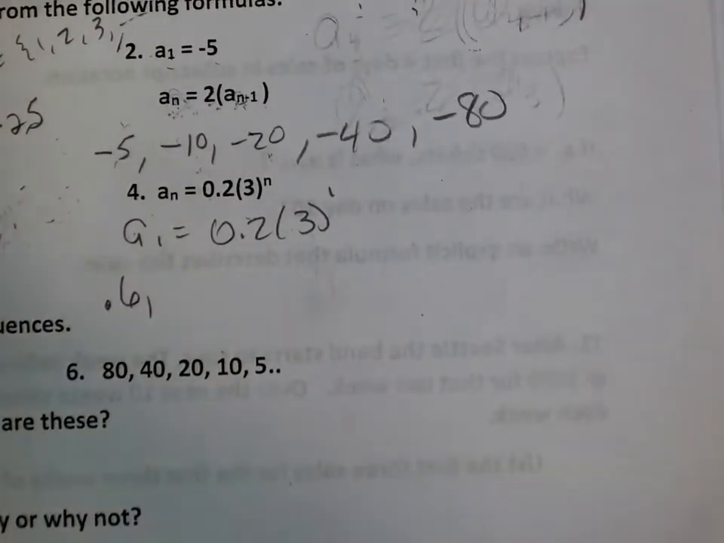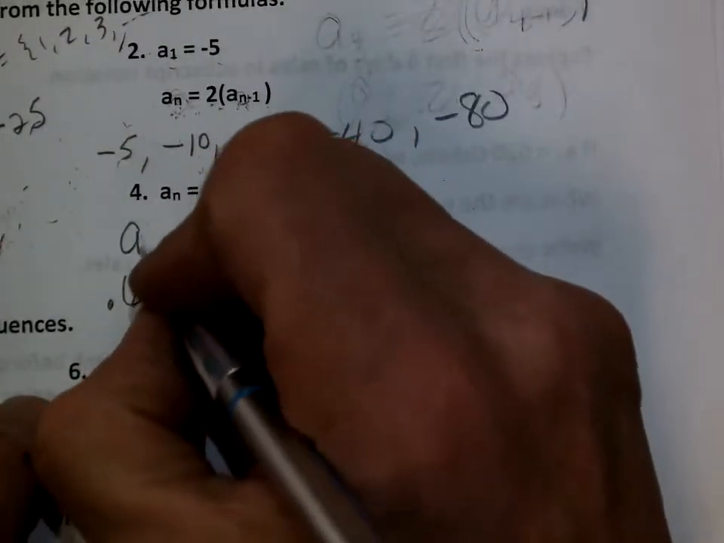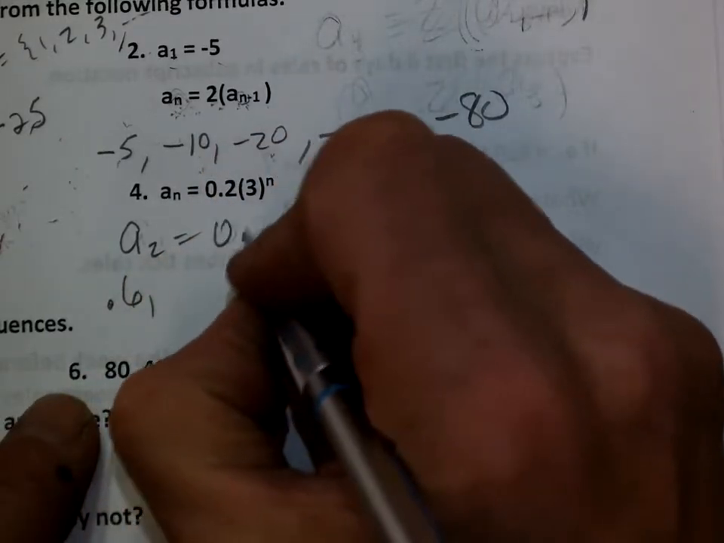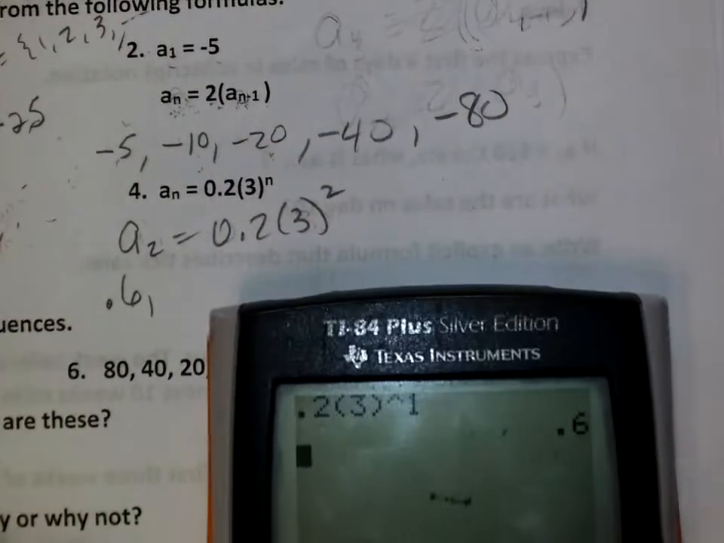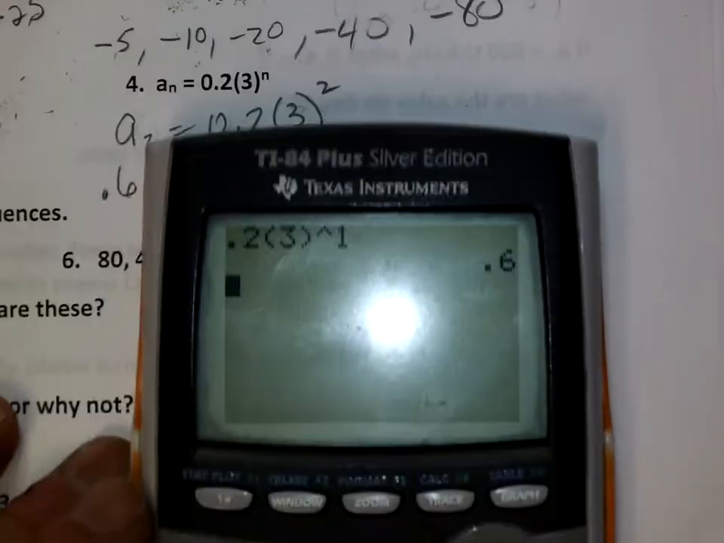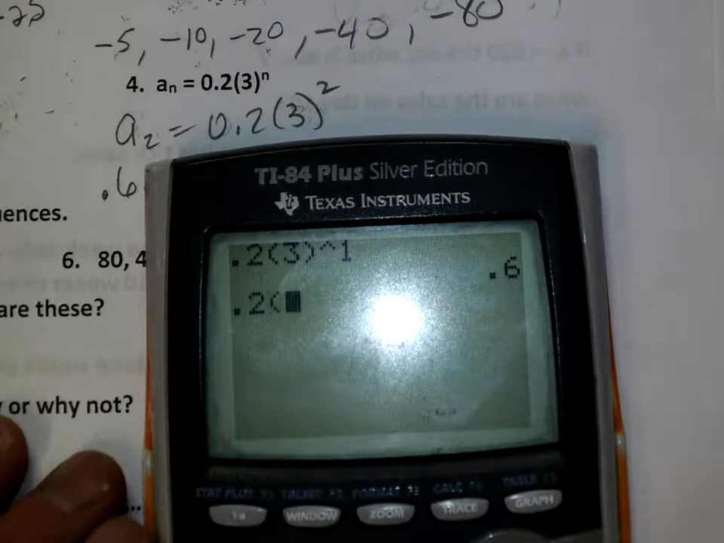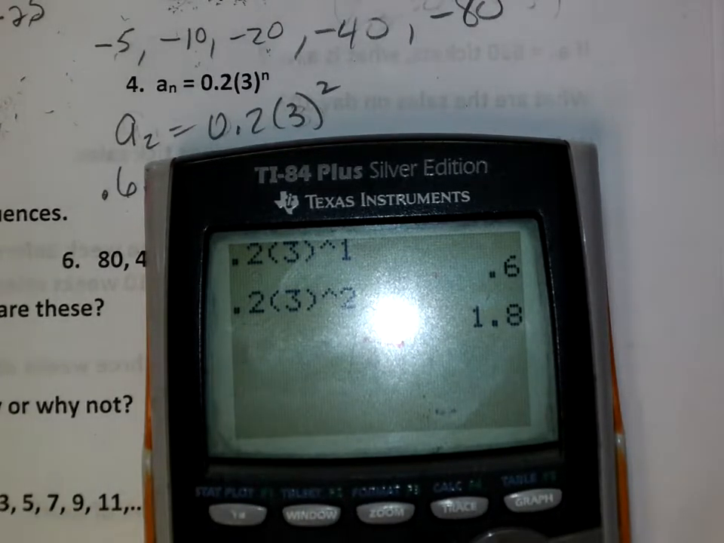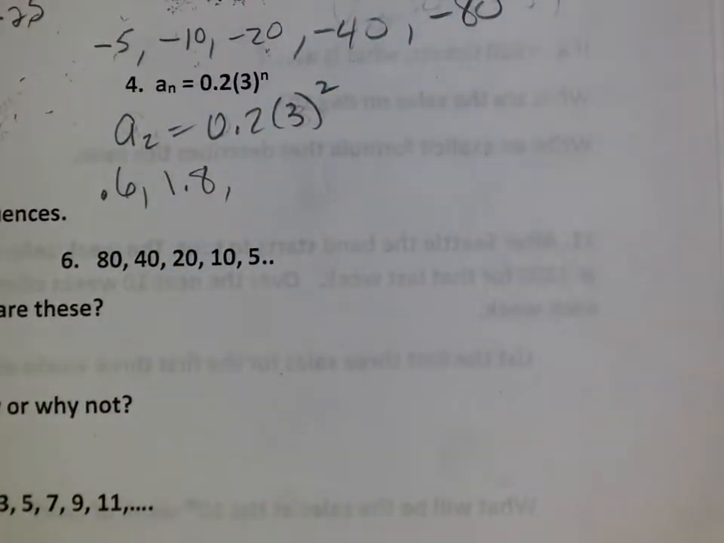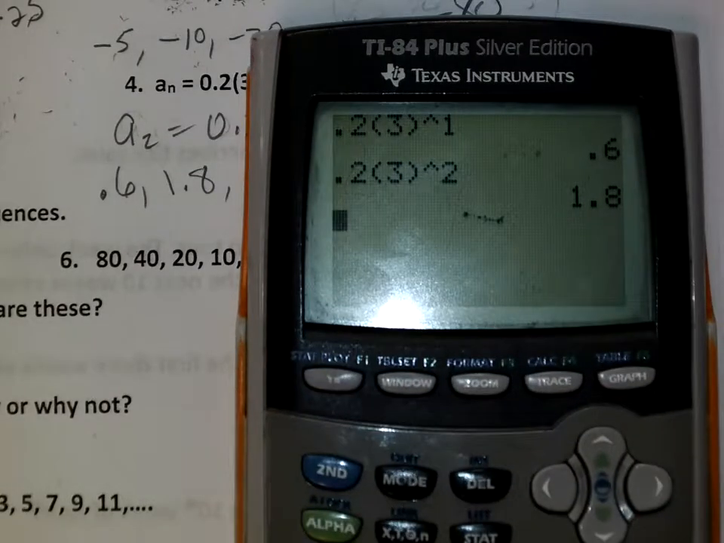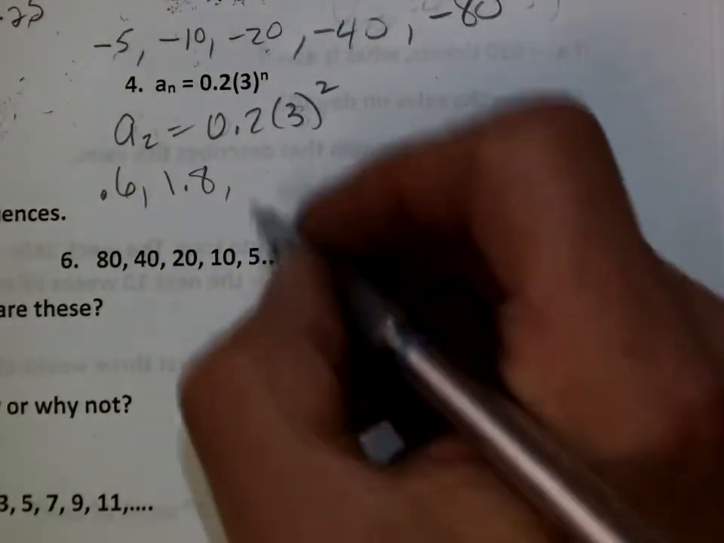A2. To make A2, just plug in 2. So to make A2, we'll do it all over again. A2 is equal to 0.2 times 3 to the 2 power, right? And just use your calculator, okay? So I'm going to go 0.2 times 3 to the power of 2, and I get an answer of 1.8. Okay? So if I need to make the third term, I'll go 0.2 times 3 to the third power, and I get 5.4, right?